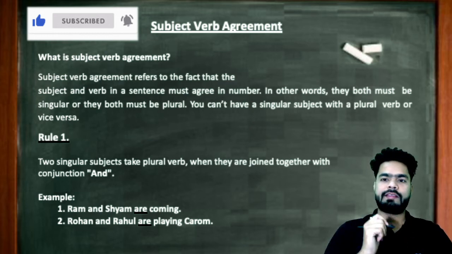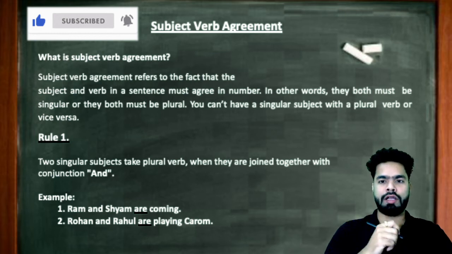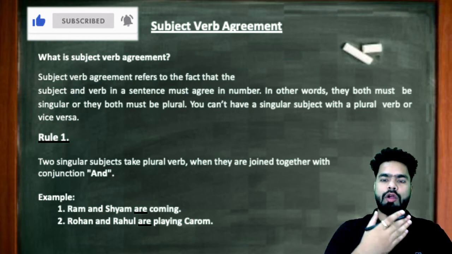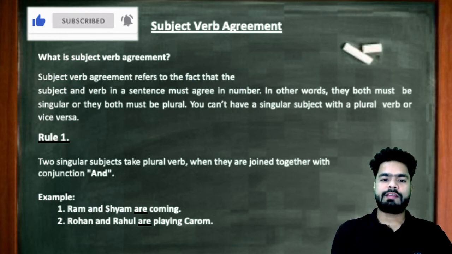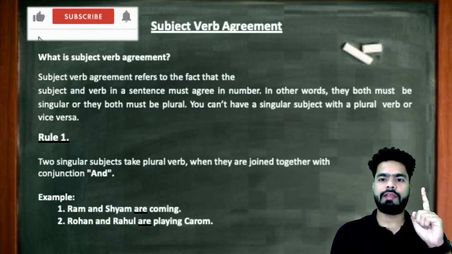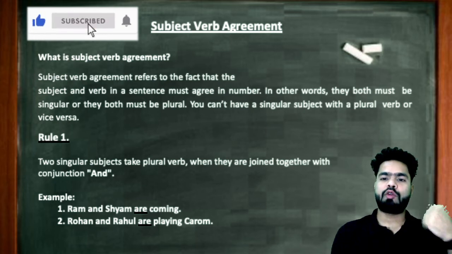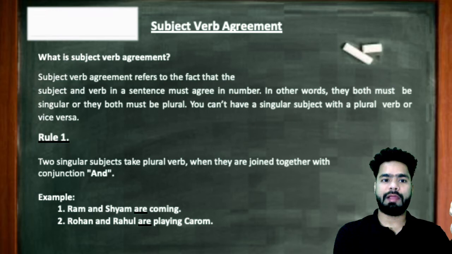It may be SSC, banking, CGL, or teaching exams like CTET, DSSSB, UPTET, SuperTET and other competitive exams. So we are going to discuss this topic today, and with it we are going to discuss 12 rules. We have 12 rules in subject verb agreement, and before going to the rules we have to understand what is subject verb agreement.